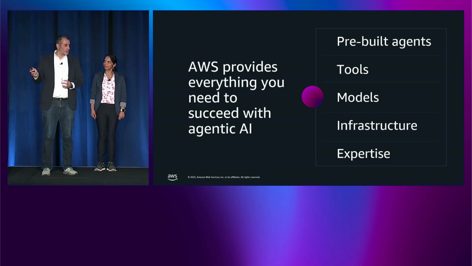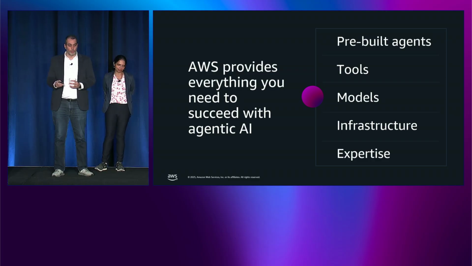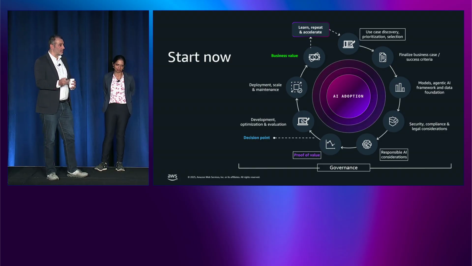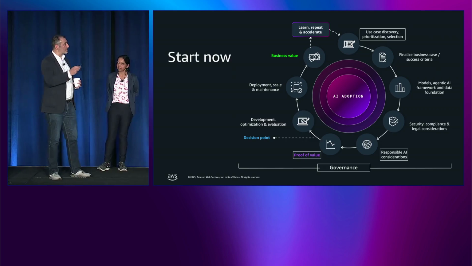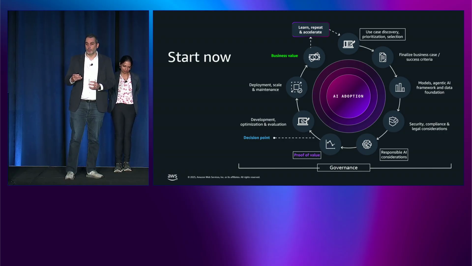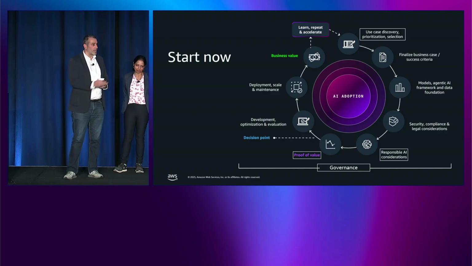Getting an agent into production in 5 minutes, that's pretty impressive. So what we saw today was AWS capabilities, providing pre-built agents, tools, models, infrastructure, and expertise. Generally, the best way to go about this is to identify a use case and start this flywheel cycle, right? What is the use case? What is the business pain point or opportunity? Identify whether we should be building or buying or partnering, and then create this flywheel effect that you can improve over time.